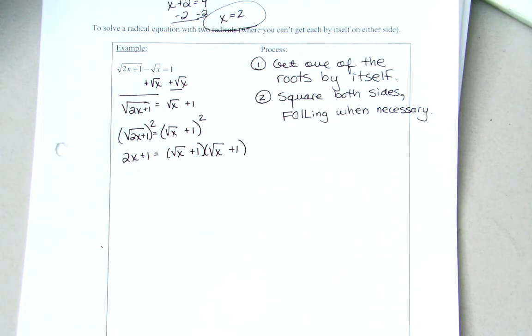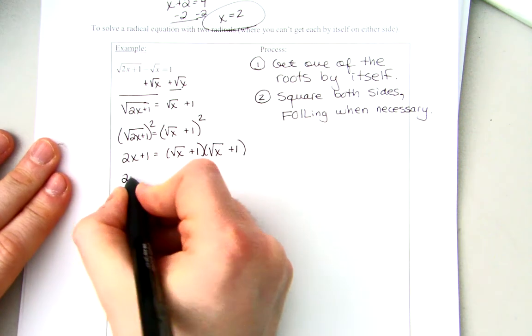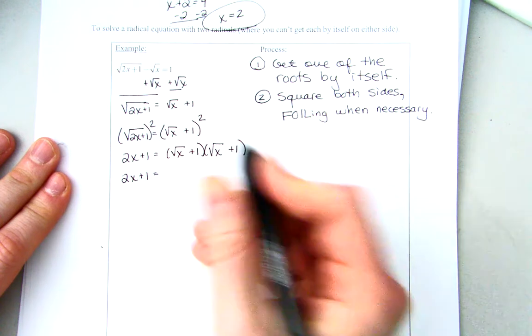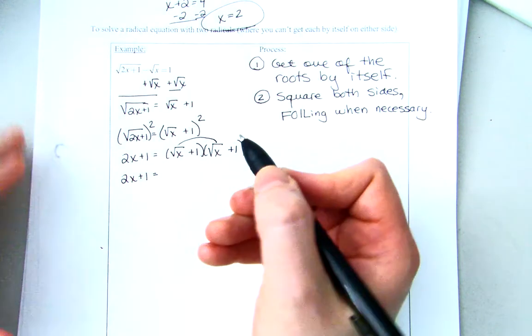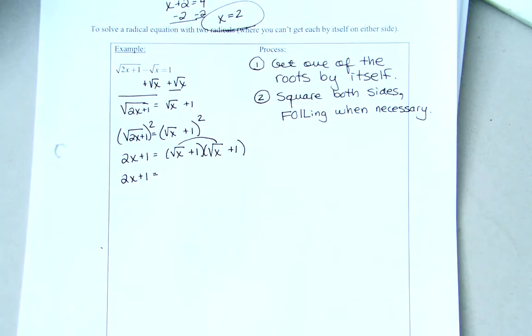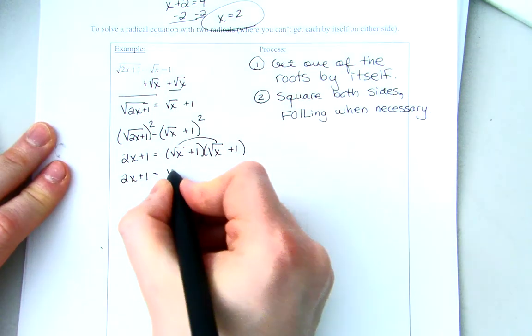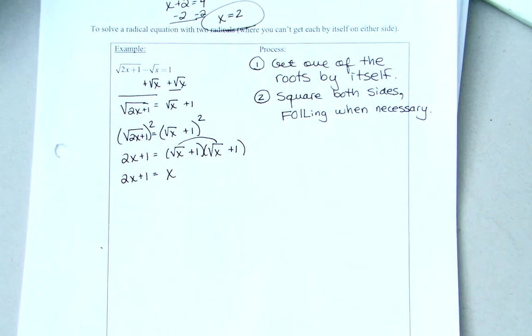Now, I'm going to get 2x plus 1. When I do root x times root x, I'm going to get x. It's like saying, what's root x squared? It's just x. If you don't like that, you could also say the square root of x squared, but square root of x squared is just x, so I'm going to skip over that step.